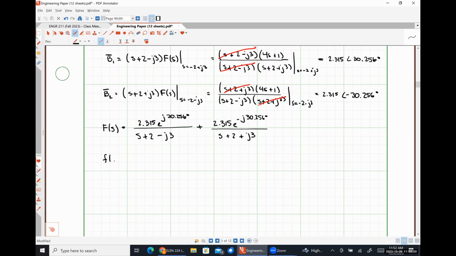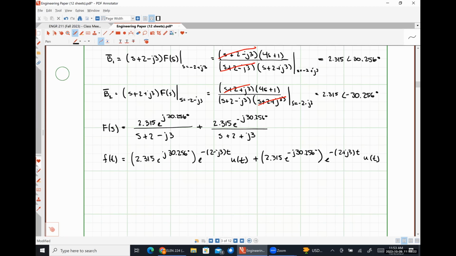And so in the time domain, this is going to look like 2.315 e to the j 30.256 degrees times e to the negative 2 minus j3 t u of t, plus 2.315 e to the negative j 30.256 degrees e to the negative 2 plus j3 t u of t.